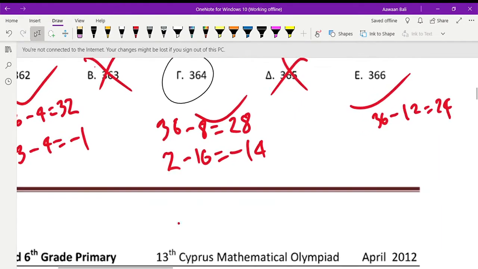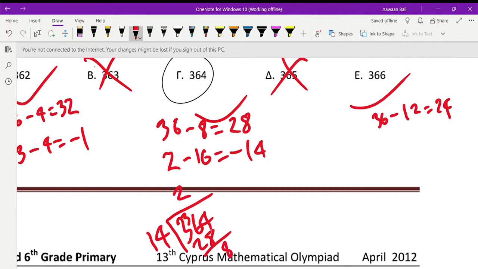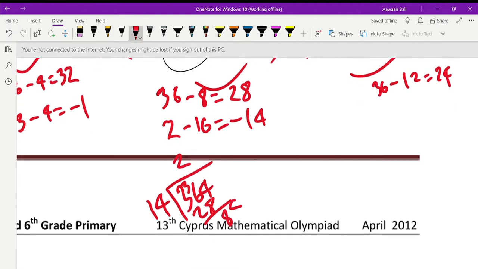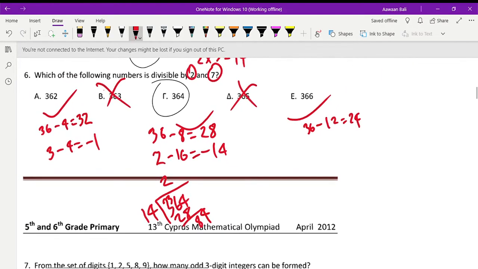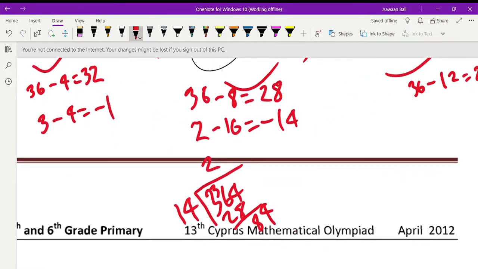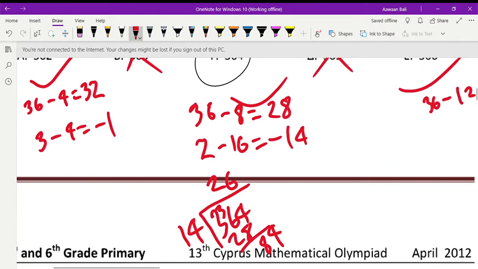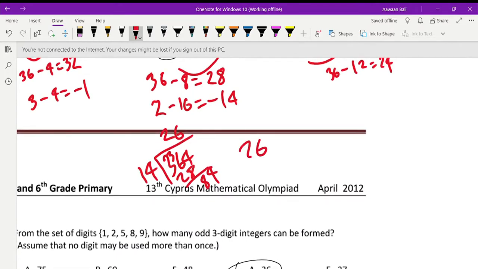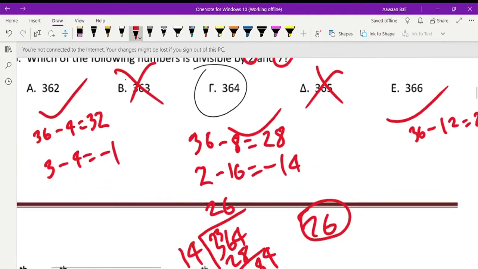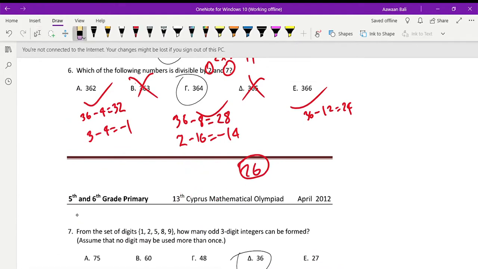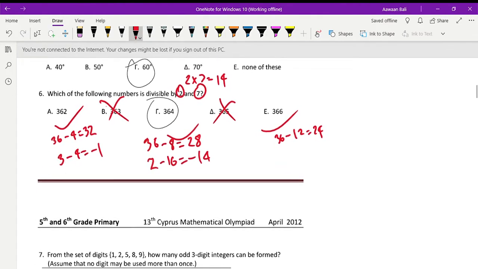So here when we check 364 divided by 14, here we put 28, and then we had the 84, I think, yes. So 14 times 6, yes, that's 84. So therefore you get 26, which means divisible. So the answer is gamma. I don't think this divisibility rule will work for alpha and eta, because it's basically only one number that can be divisible by 14.